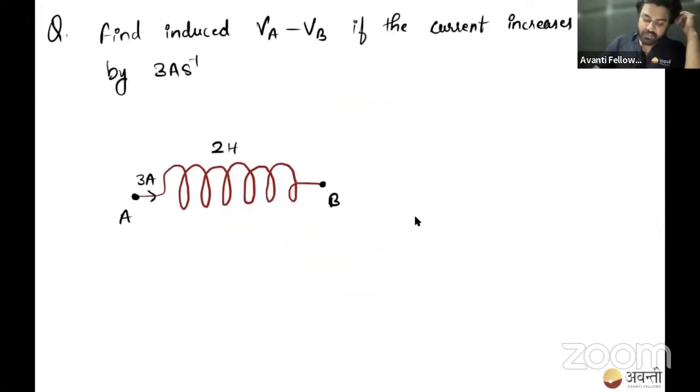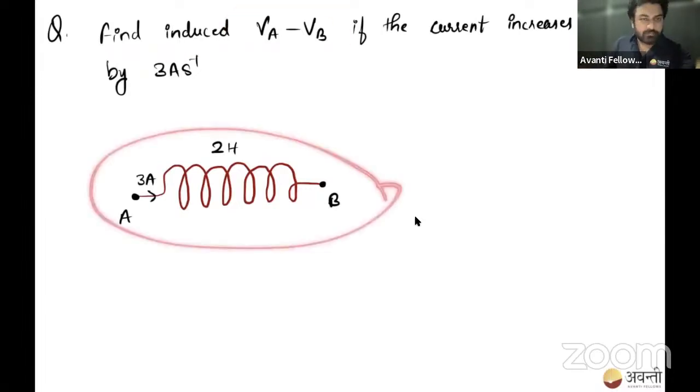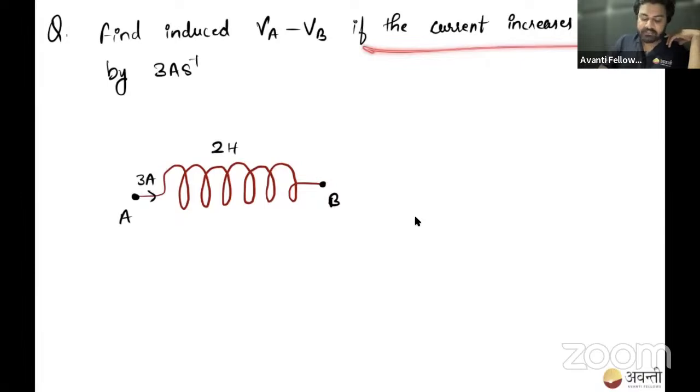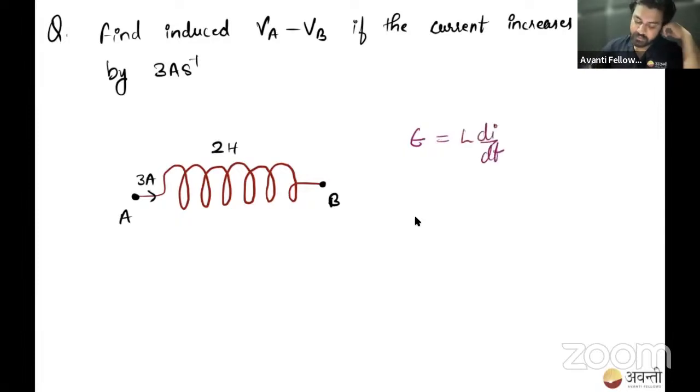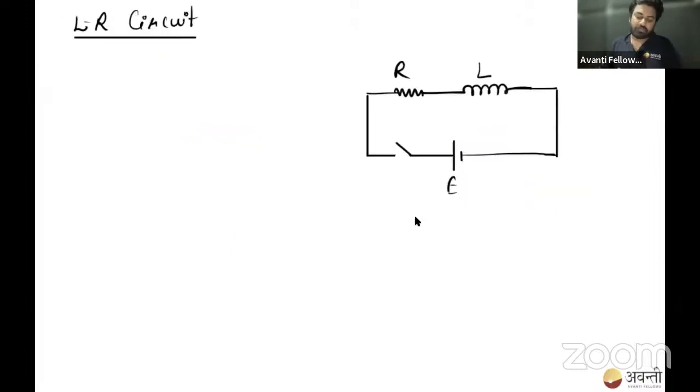Now there is a question. Find induced VA minus VB, means we have to find the battery potential basically, if the current increases by 3 ampere per second. Just now we have studied the EMF of this solenoid is L di by dt. Inductance is given already in the question, which is 2 Henry. Change in current is 3 ampere per second. So 6 volt is the EMF across this inductor.